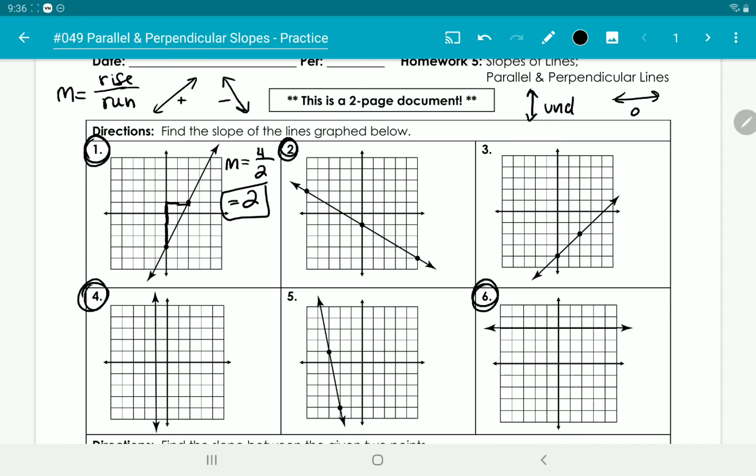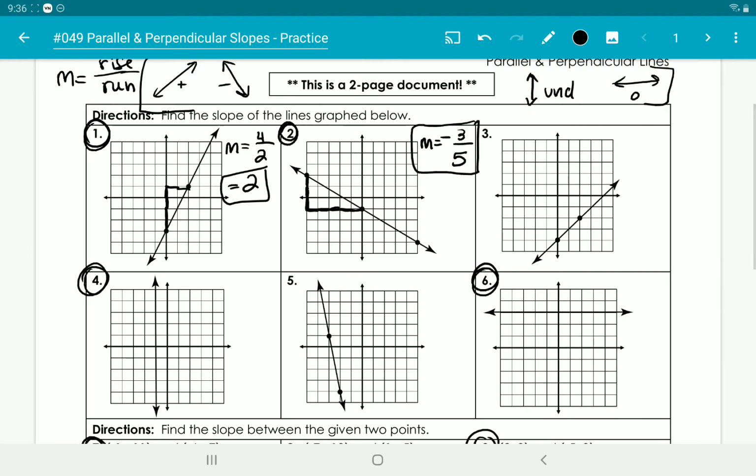You can see if you look left to right, it's going downhill, so it's going to be negative, so the slope is going to be negative. And then we count up or down, 1, 2, 3. Divided by, we go right, 1, 2, 3, 4, 5. And so the slope is negative 3 over 5. So determine the sign using these things right here, and then just do rise over run.